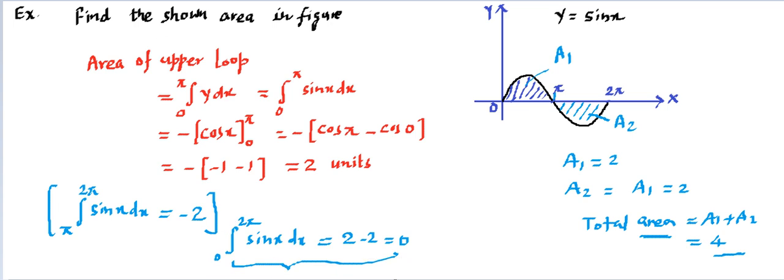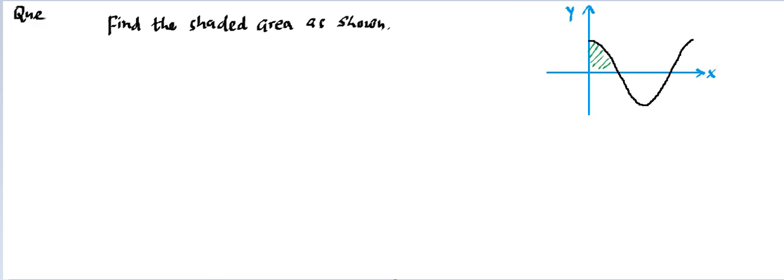Let me give you a question for you, very similar to this one. This is the question you need to try. It says find the shaded area as shown in the figure, and that's a figure, that's y, that's x, and the function is y equals cos x. So it's the graph of cos x, and we need to find the area which starts from 0 up to this point where the graph becomes 0, and this shaded area we need to find out what this value is going to be.